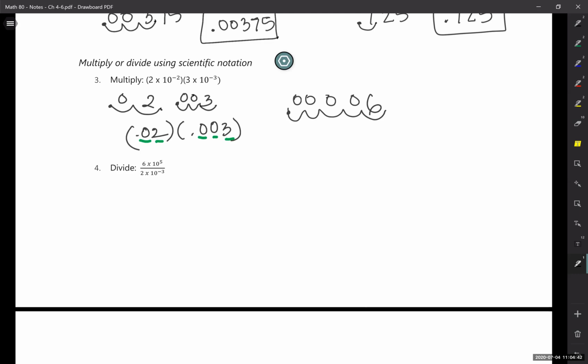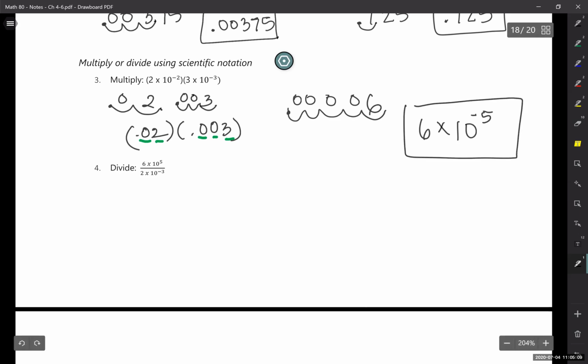Some of you might have used your calculator, so I just want you to have an idea of what the number looks like. But the final answer is going to be to write this in scientific notation. So our final answer is going to be 6 times 10. Now, we moved it 5 places, and our answer was a tiny number. So that's how we end up with 10 to the negative 5th for this problem.